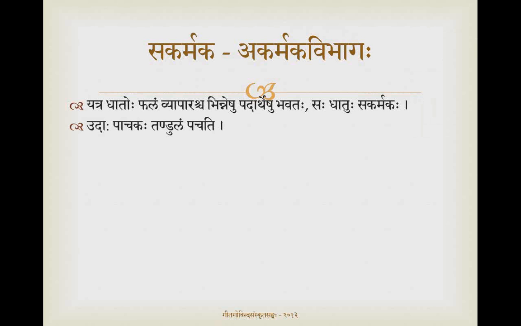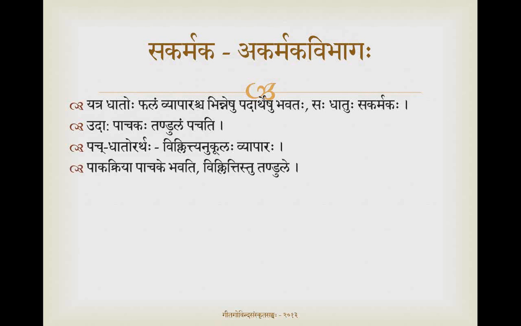For example, pachakaha tandulam pachati. We saw pachadhatoho kaha arthaha, viklityanukulaha vyaparaha. A vyapara, an action which facilitates the viklitti, is pachadhatu. Now, the kriya or the action of cooking is seen in the pachaka, he who cooks. Whereas the fruit, the phala of this, which is viklitti, is seen in the rice, tandule. So vyaparaha pachake asti, phalam tandule asti. Ataha pachadhatuhu sakarmakaha. It is sakarmaka because the vyapara and the phala have vayadhikaranya. It is seen that the adhikarana of vyapara and phala is different. Okay? Therefore, pachadhatu is defined as sakarmaka.